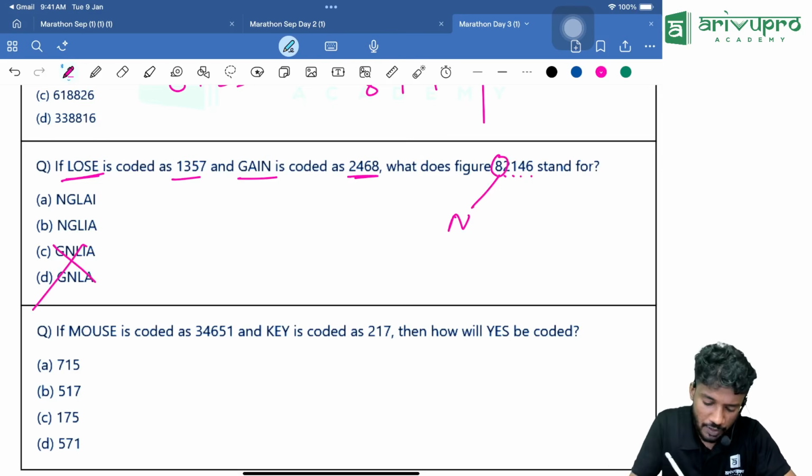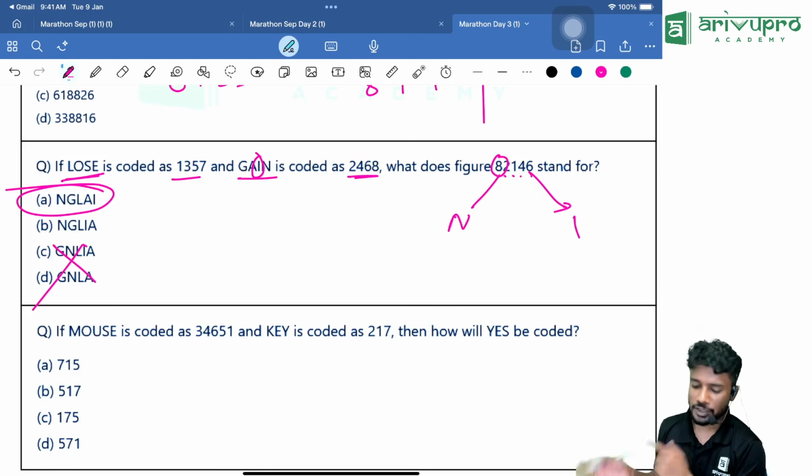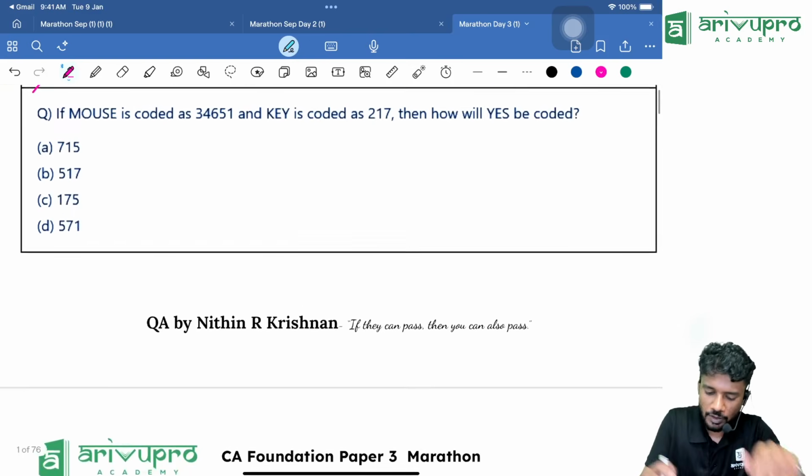Correct? Then if you look into it, we need to check the last letter now. What is the last letter? 6. 6 is what? I. That means what is the answer? Option A. This is the method you should use in the exam. Don't do everything. Okay. Next one.